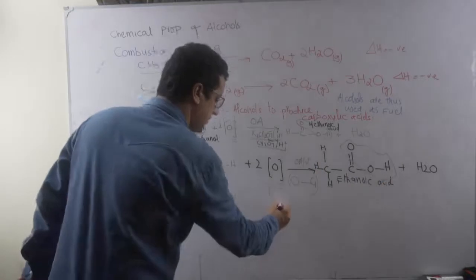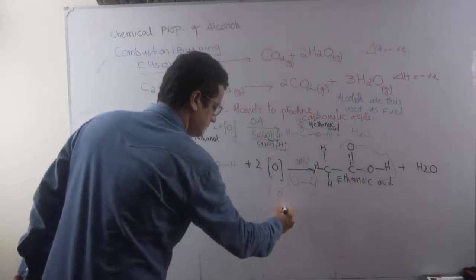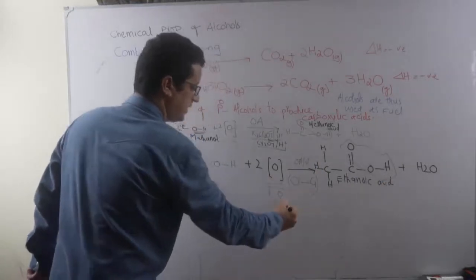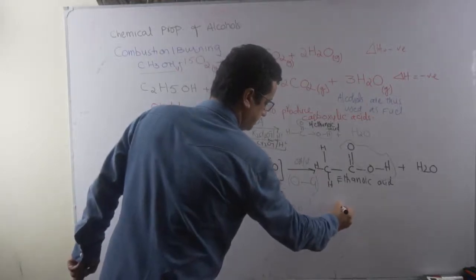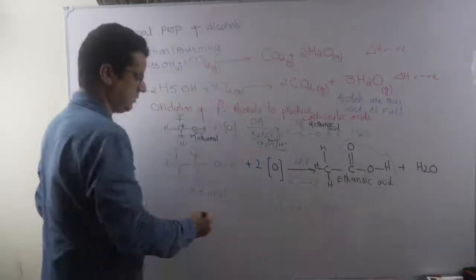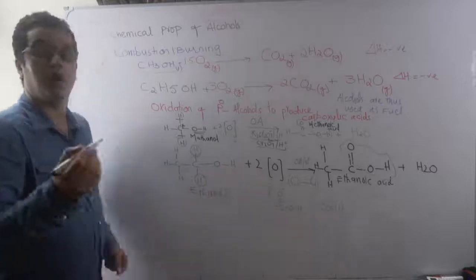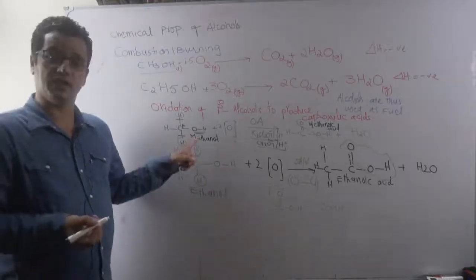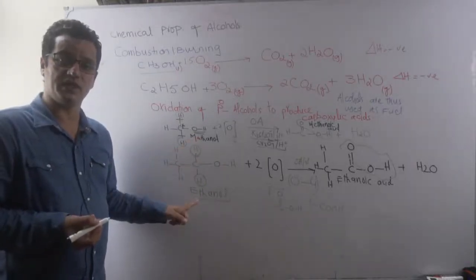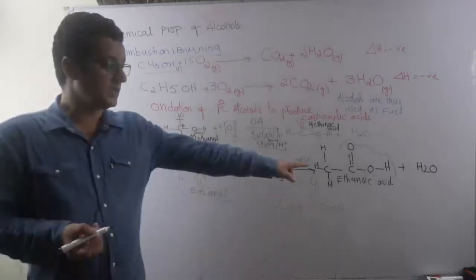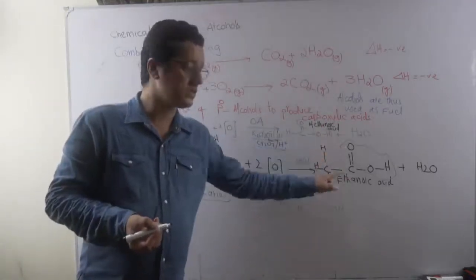Carboxylic acids have this functional group, maybe shortly written as this. This is the carboxyl functional group, this is the alcohol functional group. Organic compounds are recognized by their functional group. Alcohols are alcohols because they have the OH functional group. Carboxylic acids are carboxylic acids because they have the carboxyl functional group.